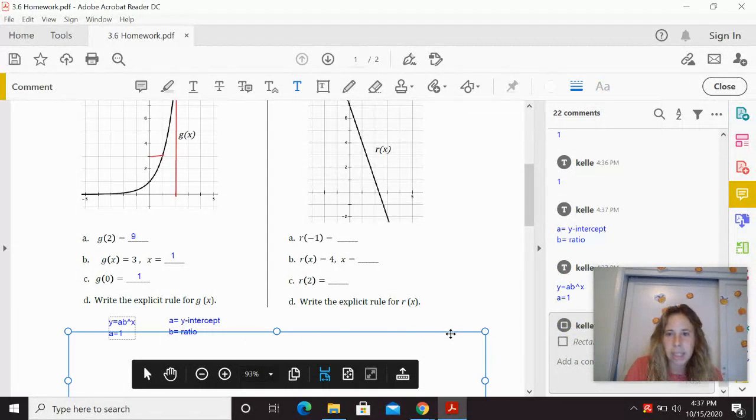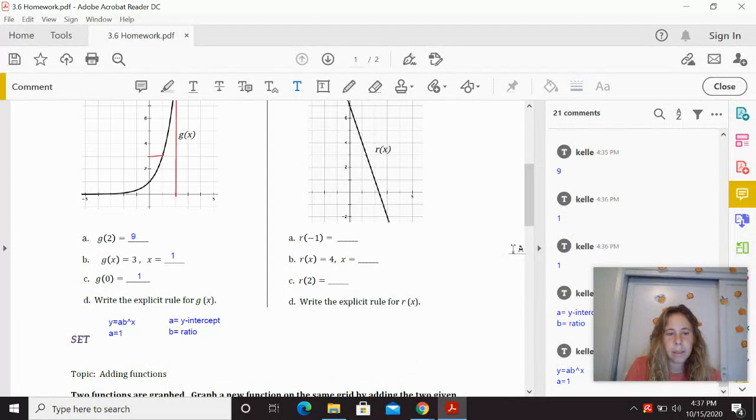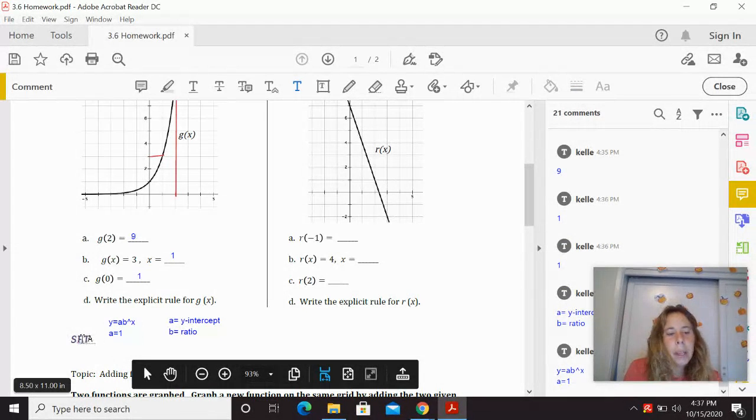What is this thing? This needs to go away. Can I not just delete this box? Aha! Okay. Ignore everything that just popped up.